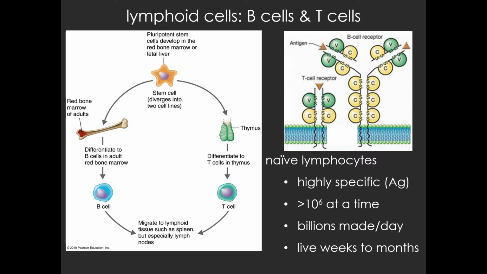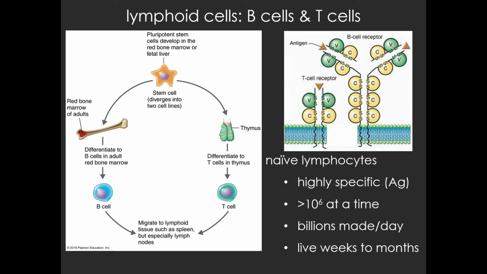In fact, you make billions of them a day. You have at any point about 1 million of them circulating through the body, which means that not every naive lymphocyte that is made will live for very long at all. And in fact, naive lymphocytes have a lifespan of, some of them a few weeks, some of them a few months, but they're not long-lived.